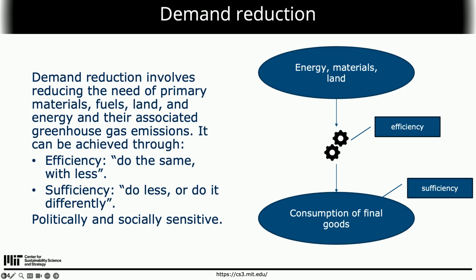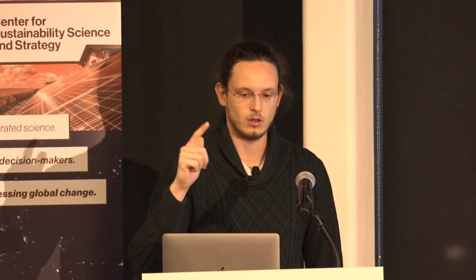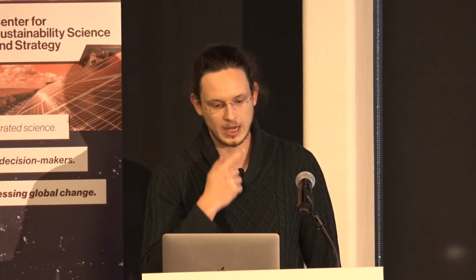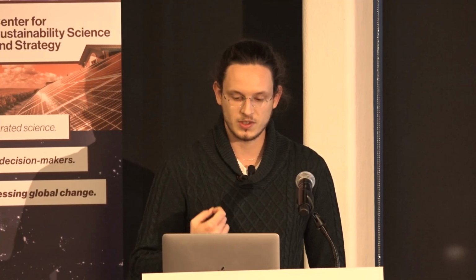So the efficiency strategy is more an engineering strategy where you want to optimize the way you convert a certain amount of energy or land or material into some basic good. And sufficiency is more a societal issue and stake that is politically and socially sensitive, because people don't necessarily want to reduce their consumption.